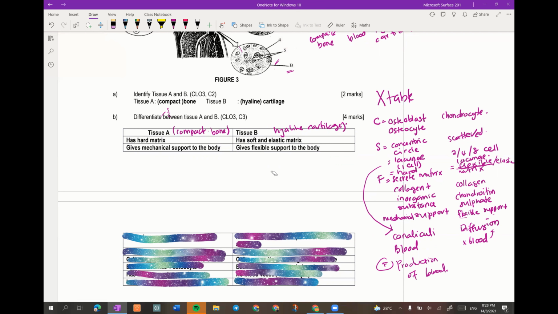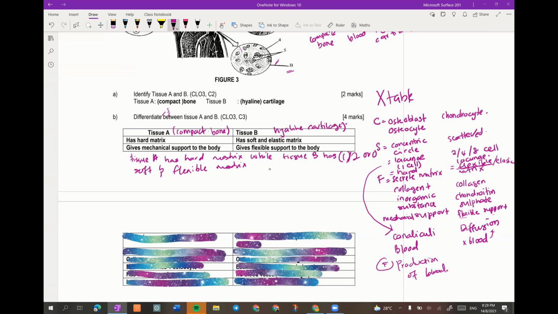Again, biasa markah dia adalah kalau you tulis penuh ayat: tissue A has hard matrix while tissue B has soft and flexible matrix. So yang ni betul dan yang ni betul, biasanya baru awak akan dapat satu markah, atau 2 markah or 0. Okay, so dia sama ada you dapat markah atau you tak dapat markah langsung. Kita tak ada half-half, right?